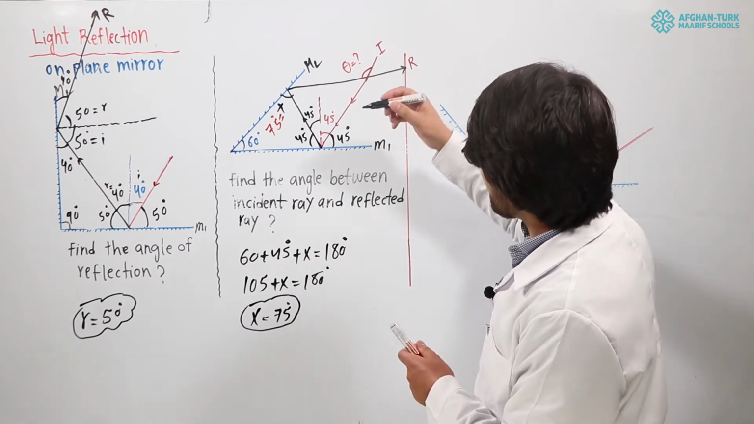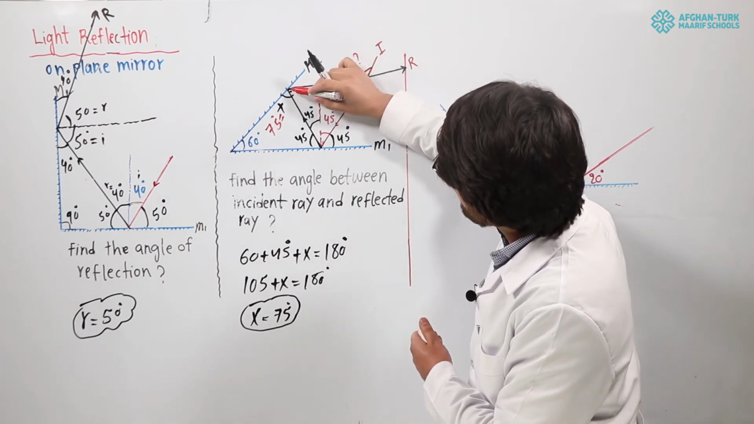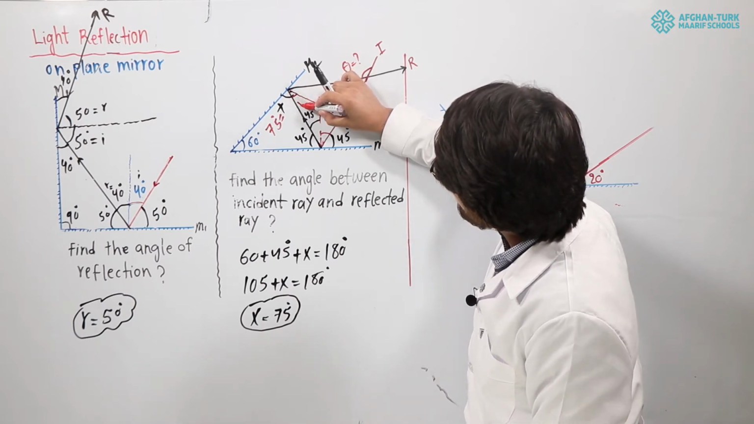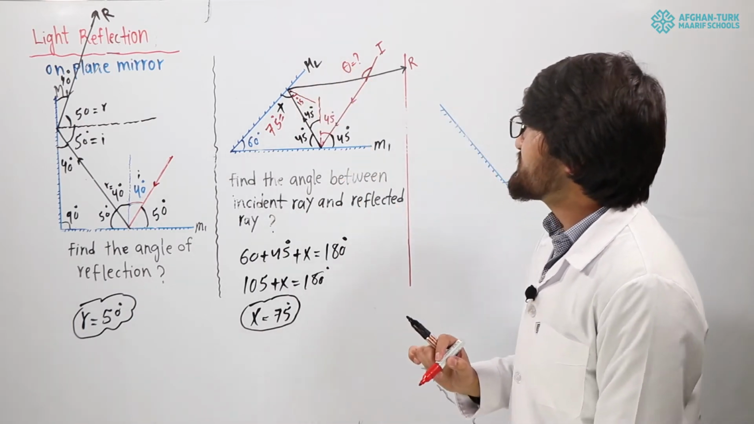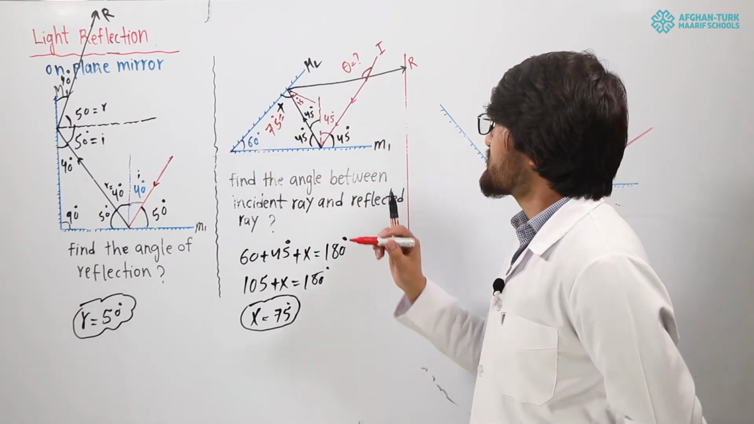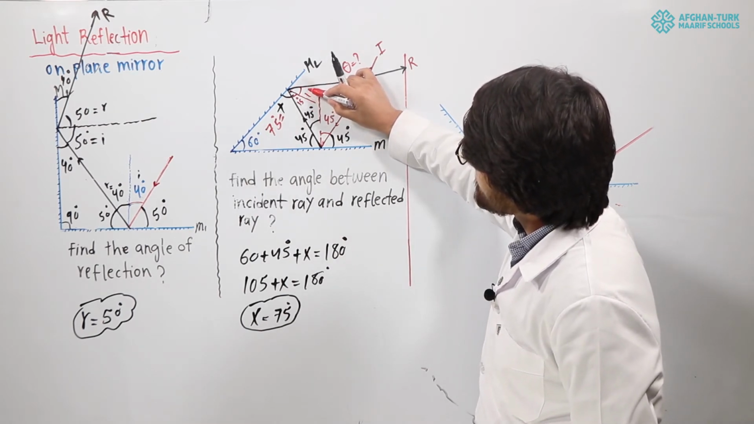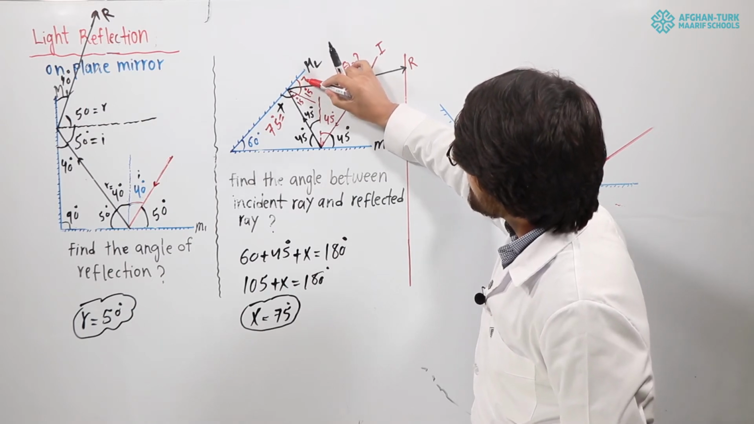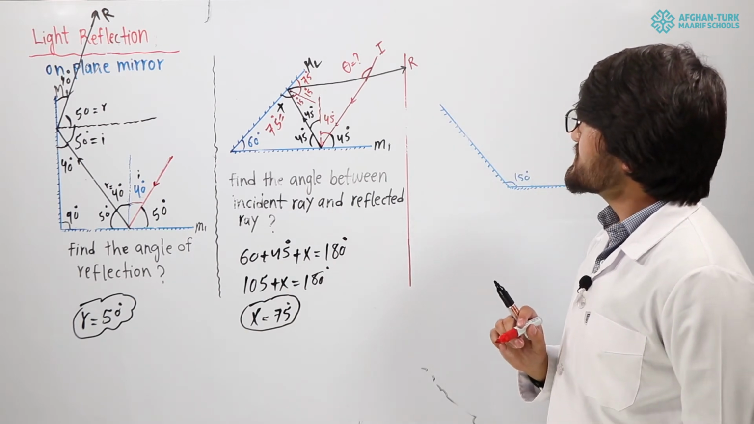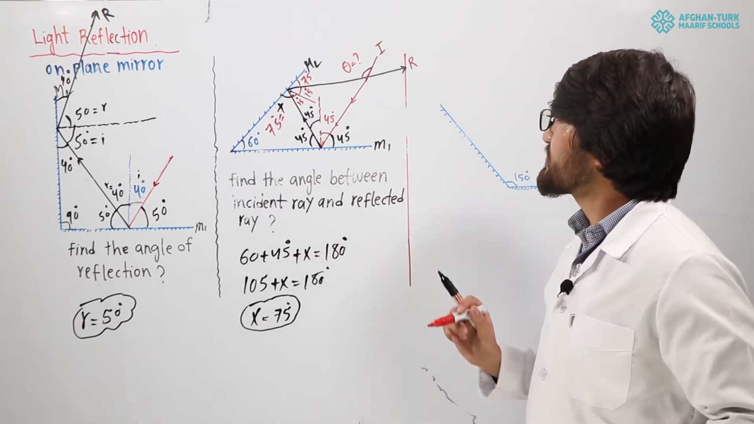If this angle is 75, we draw a normal here. This angle should be 15, that make 90. 15 plus 75 makes 90 degree. If this angle is 15, according to law of reflection, this angle is also 15, and this is 75. Now, what is the angle between incident ray and reflected ray?